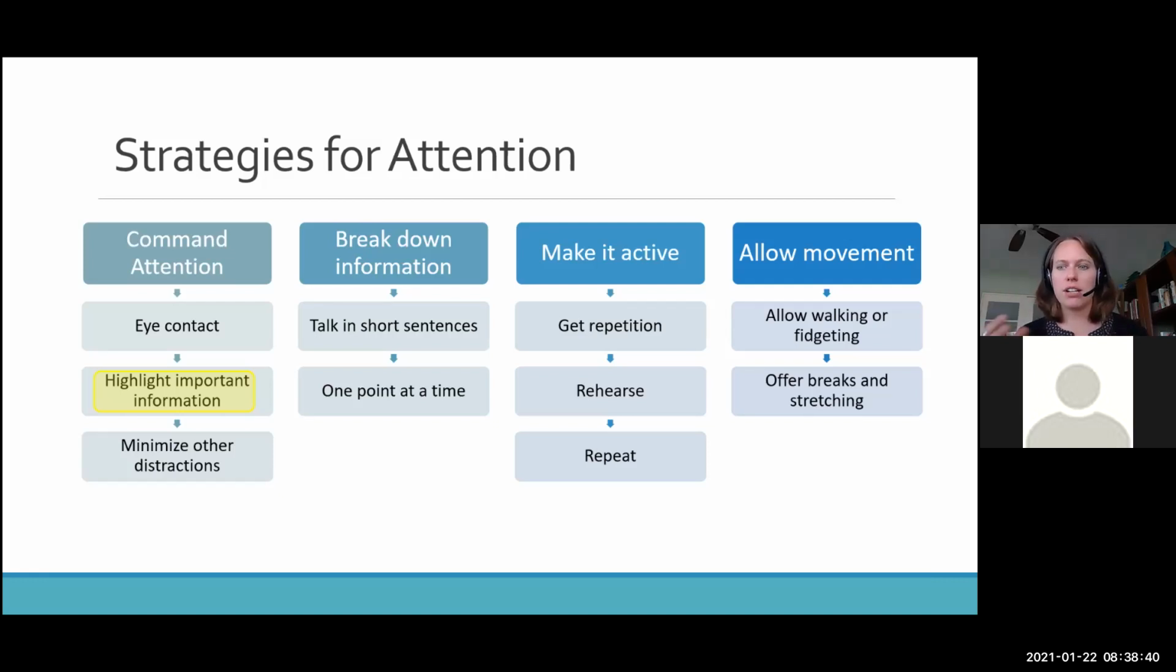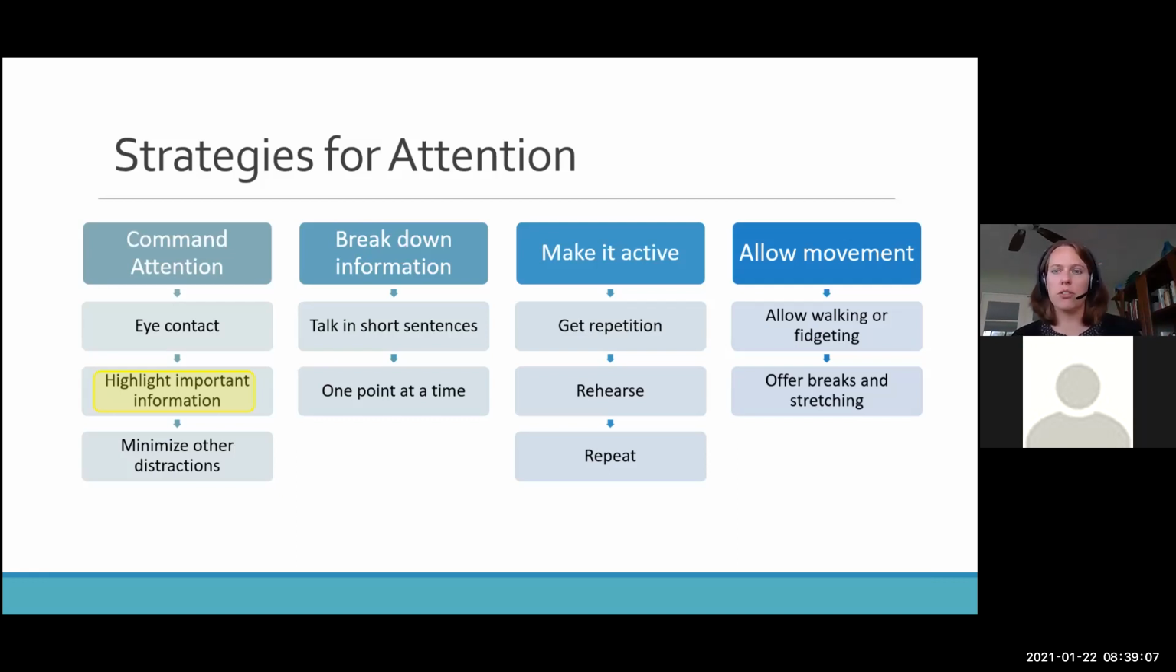So one of the things you want to do is command attention, right? Making good eye contact. So don't be looking at your computer typing while they're talking to you, because they're going to go off into another space. Highlighting important information. So you're giving somebody a handout. What's the key takeaway? What's the thing you want them to get from that? Highlighting that really clearly. And minimizing other distractions as much as possible. With someone who gets really unfocused, maybe turn off the ringer on your phone or the sound on your computer so there's not that background happening.